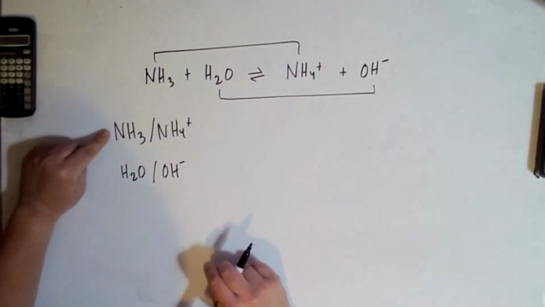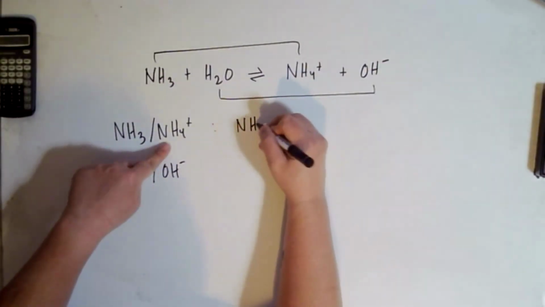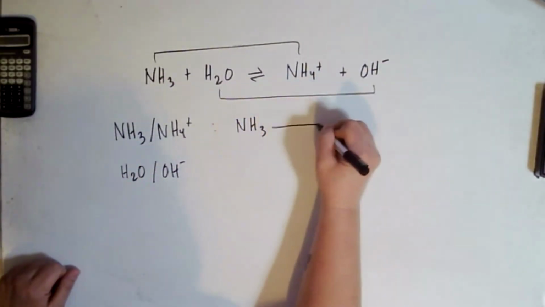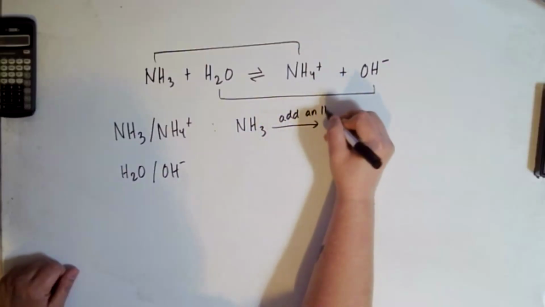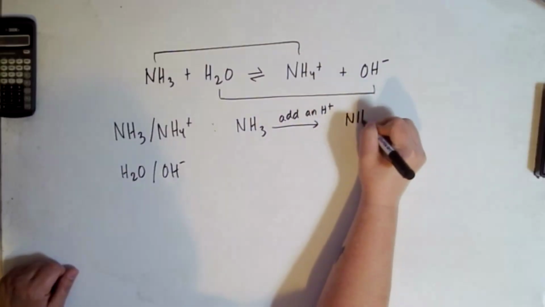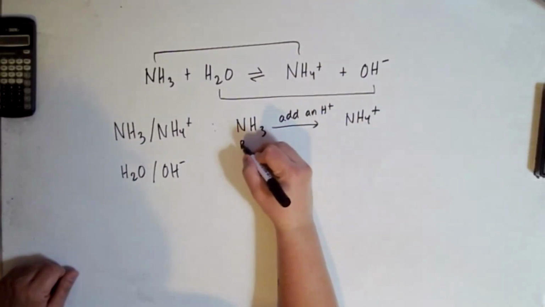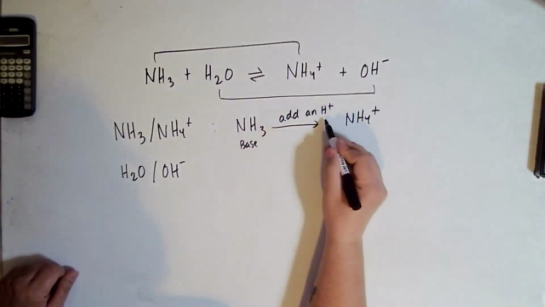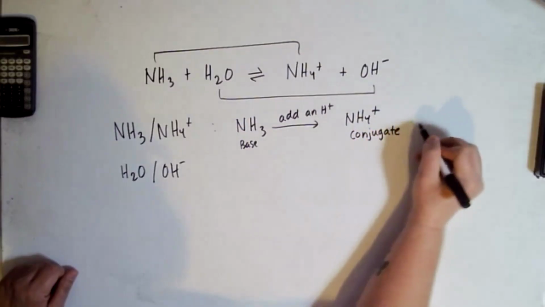Notice that each of these things that are paired up are different based on one hydrogen ion. So for NH3 to become NH4 plus, we're going to add a proton. And then it's going to become NH4 plus. So this is going to be the base. And if we add a proton, this is going to be the conjugate acid.